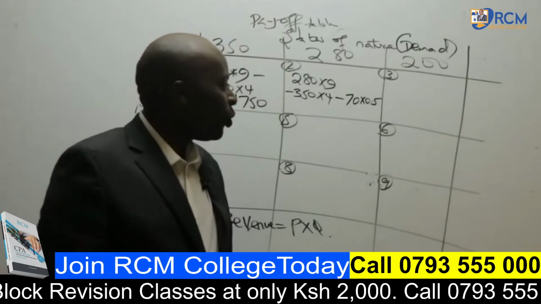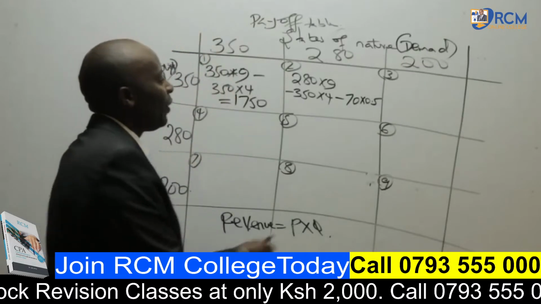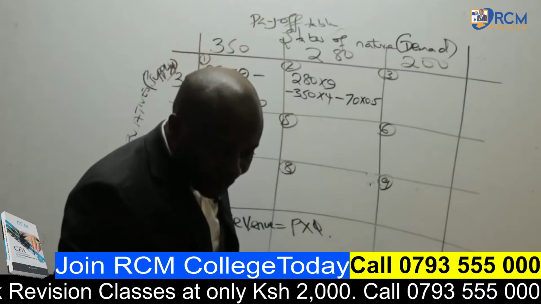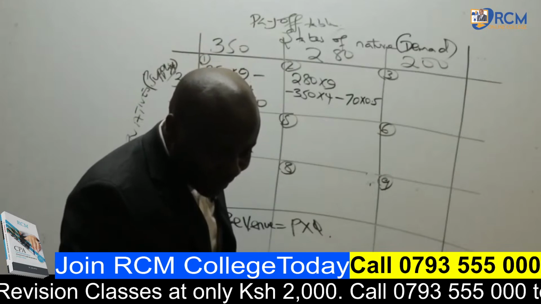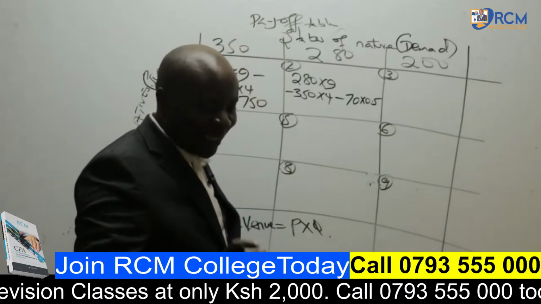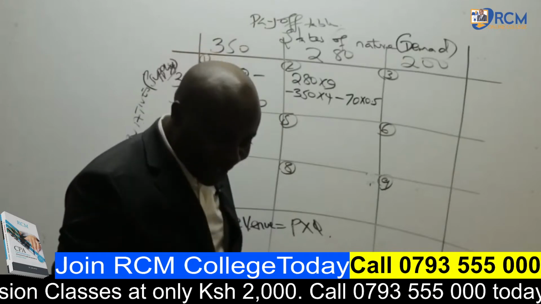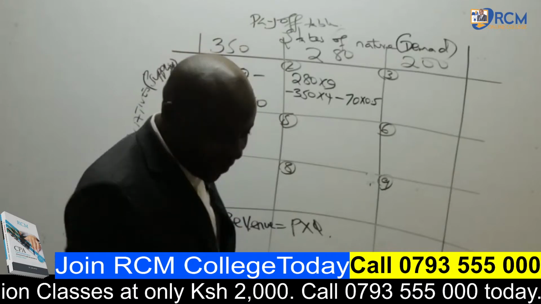Right? So could you kindly give me this figure? What do we have here, somebody? It's not a sales revenue. 1085, I'm told 1085.